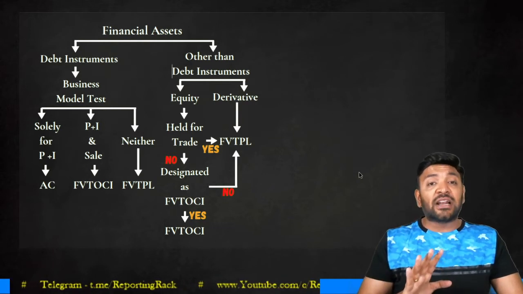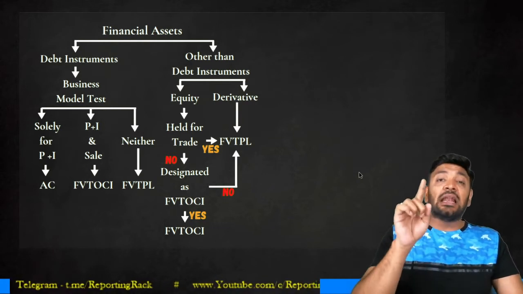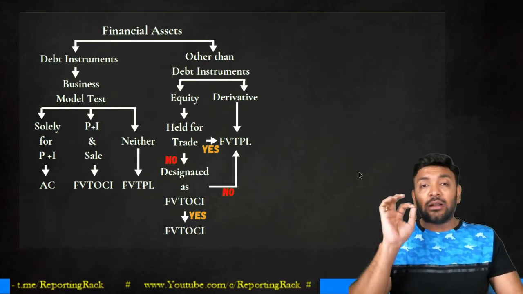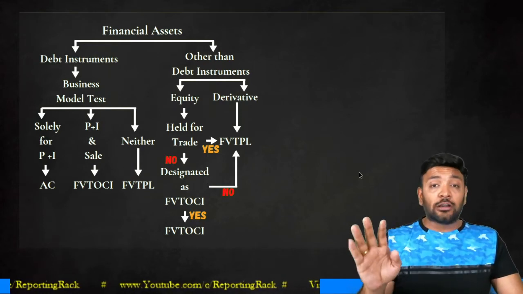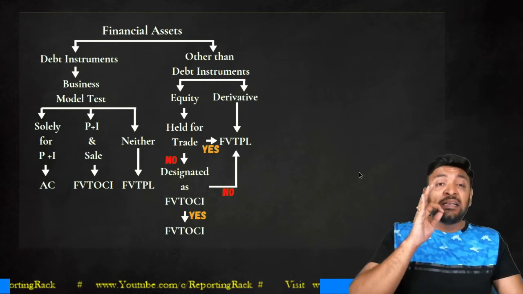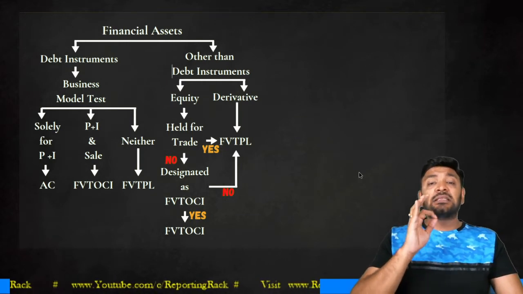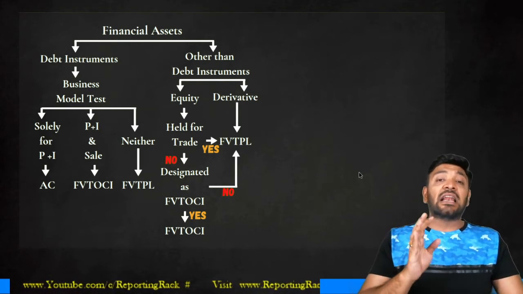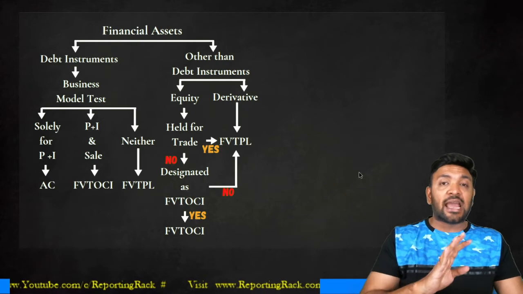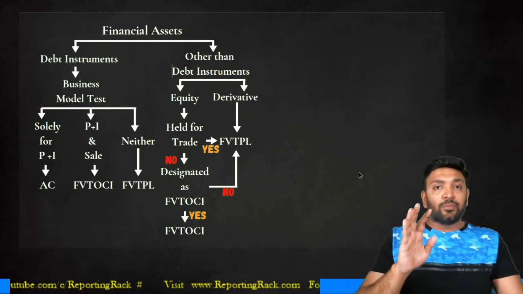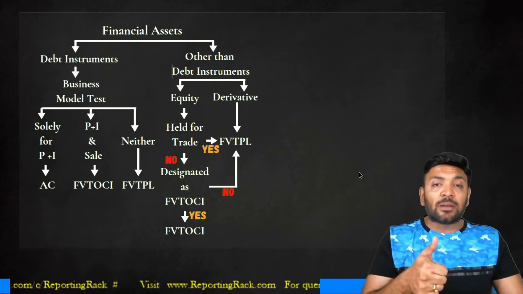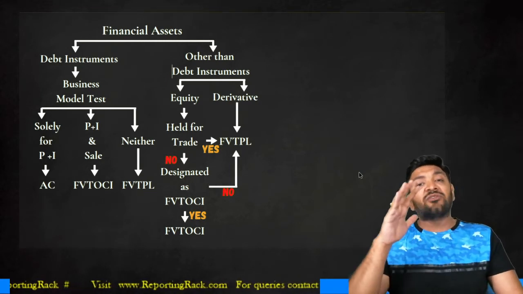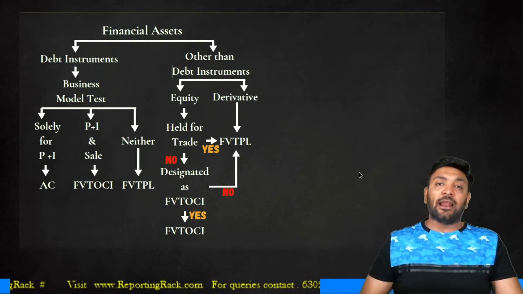When should it be classified as FVTOCI? I'll classify an equity instrument as FVTOCI only if it is not held for trading and it is specifically designated as FVTOCI by the management. Only in such a situation will I classify an equity instrument as FVTOCI. In any other situation, that is, an equity instrument is held for the purpose of trade or it is not designated as FVTOCI, I will classify such equity instruments as FVTPL.